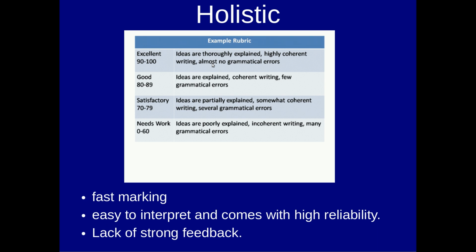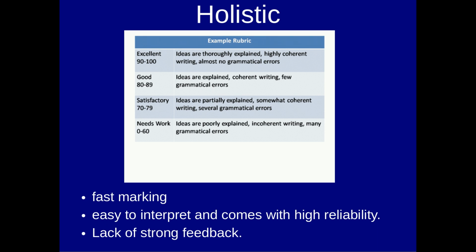So, for example, to get excellent, which is between 90 and 100, the descriptors are: the ideas are thoroughly explained, the writing is highly coherent, and there are almost no grammatical errors. So this is what the student needs to do to achieve an excellent.